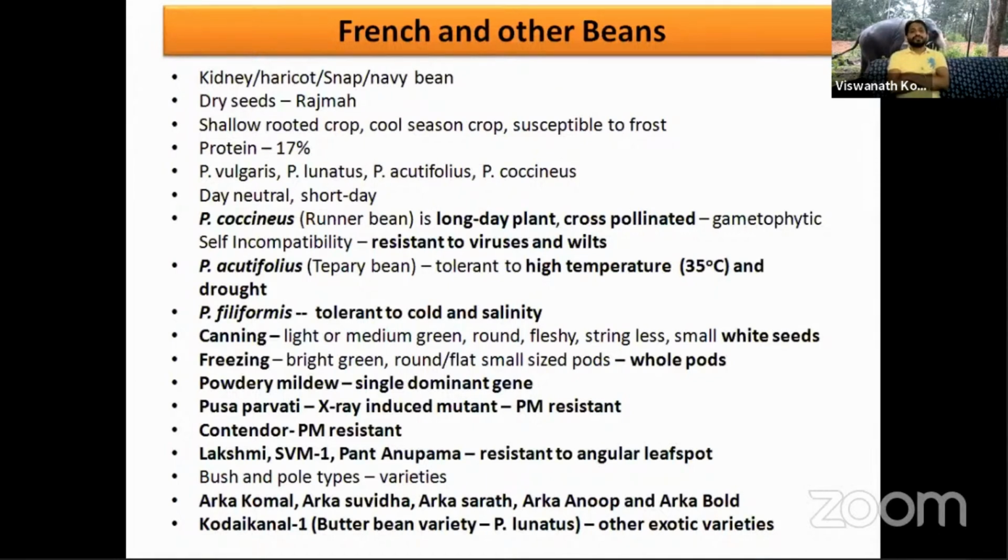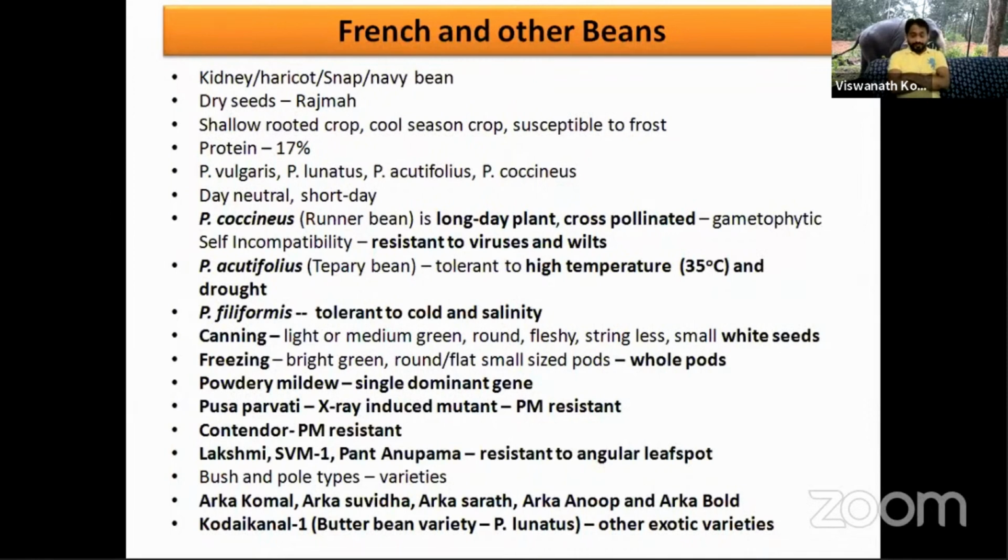Phaseolus vulgaris is the French bean. Phaseolus lunatus, lima bean. Phaseolus equifolius, tepary bean, and Phaseolus coccineus, runner bean. All the four species are hermaphrodite, but only three are self-pollinated. Vulgaris, lunatus, and equifolius are self-pollinated, whereas coccineus, the runner bean, is cross-pollinated.